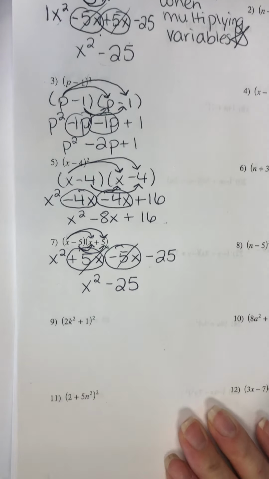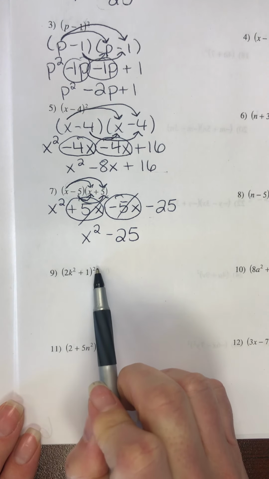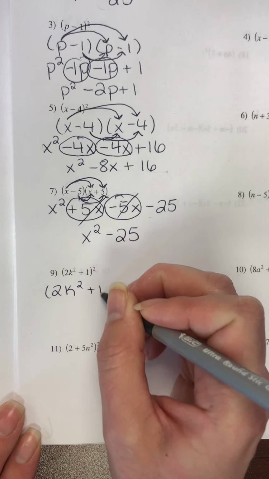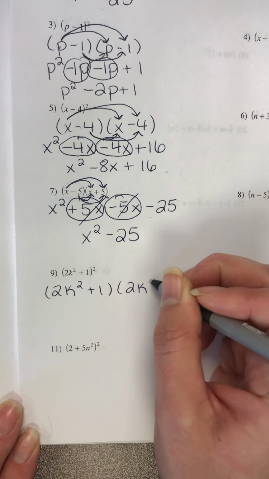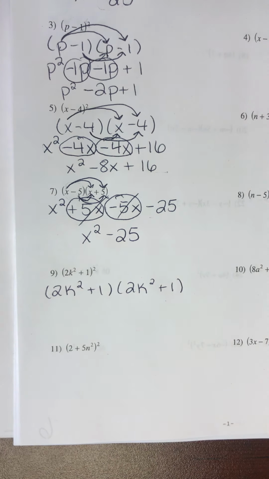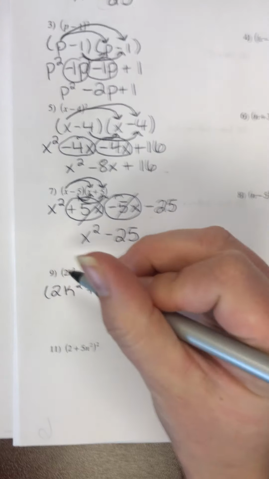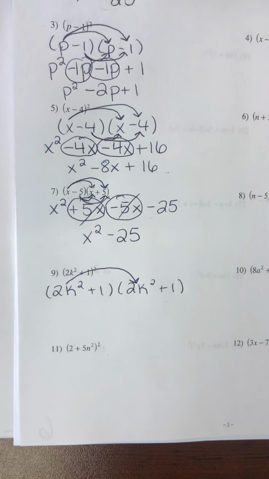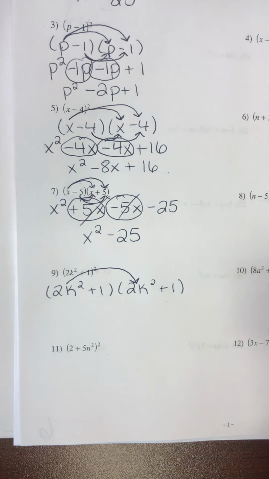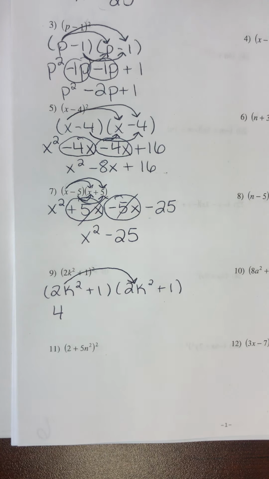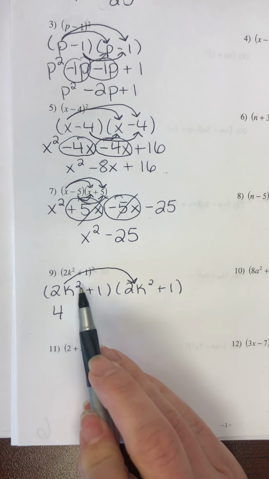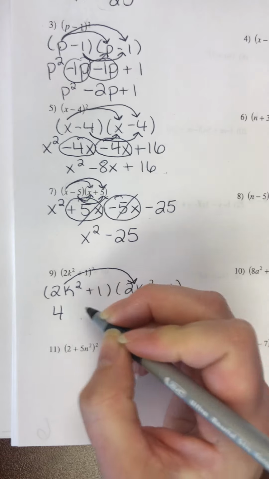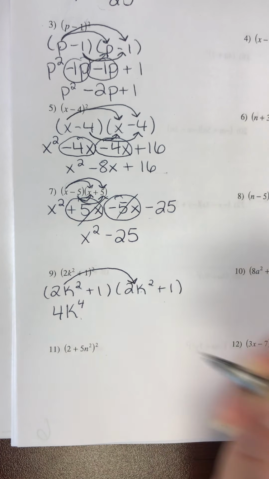All right, number 9. So number 9, again, is squaring this whole polynomial. So when I'm squaring anything, I'm writing it out 2 times. Okay, so now we have more than just an exponent of 1. So I'm still doing my double distribution. So 2k squared times 2k squared. 2 times 2 would give me 4. I'm adding my exponents. So k squared times k squared, 2 plus 2 gives me k to the 4th.